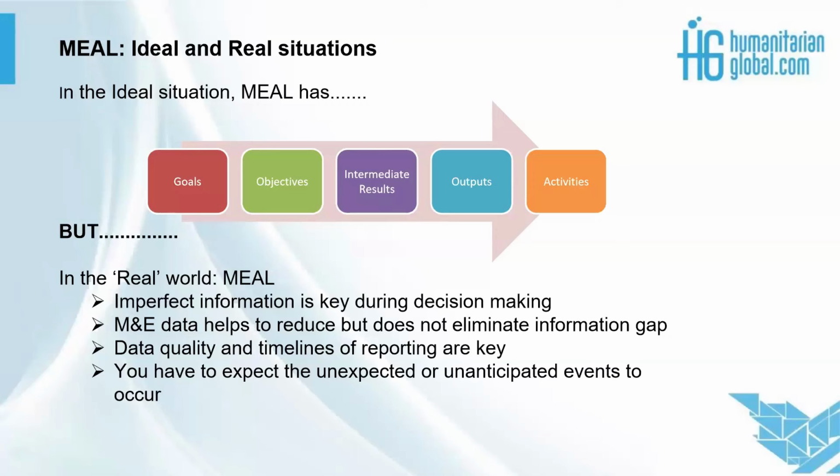And data quality and timelines for reporting are key. Whether you are telling a story, developing a case study or a blog, you have to ensure that it's timely, and that the data you're using is of good quality, to give you that almost perfect evidence or feedback that you need to utilize in your implementation. And of course, you always have to expect the unexpected, what you had not anticipated to occur. This will help you make changes or innovations as you go along in your implementation.